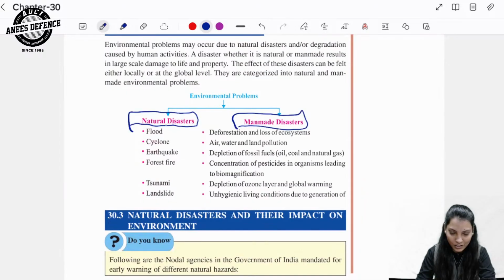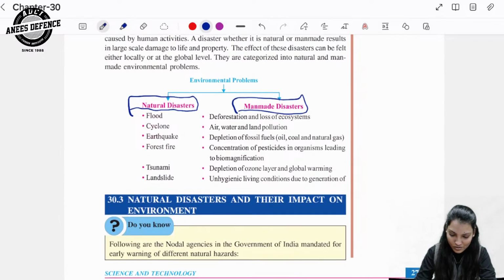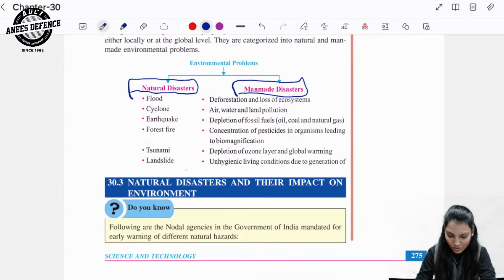So NDA syllabus and CDA syllabus. In both the exams, you have this particular topic. They may ask you questions on the basis of natural disaster and man-made disaster. So you need to have basic understanding of these concepts. So environmental problems include two types of problems. First is natural disaster, second is man-made disaster.